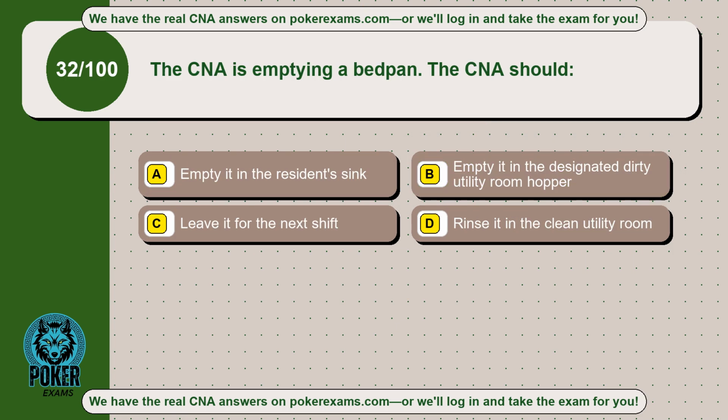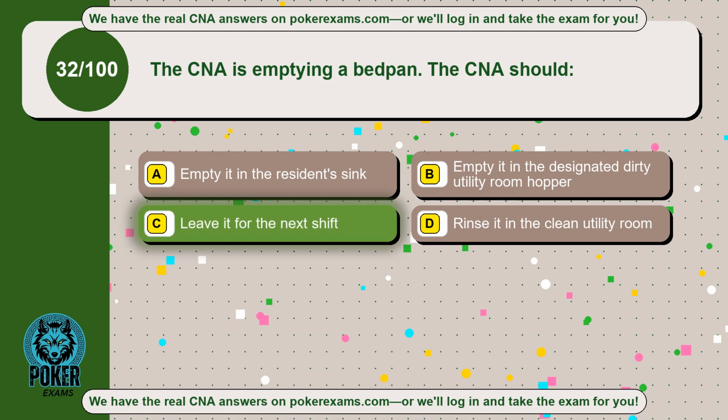Question 32. The CNA is emptying a bedpan. The CNA should: Option A, empty it in the resident's sink. Option B, empty it in the designated dirty utility room hopper. Option C, leave it for the next shift. Option D, rinse it in the clean utility room.